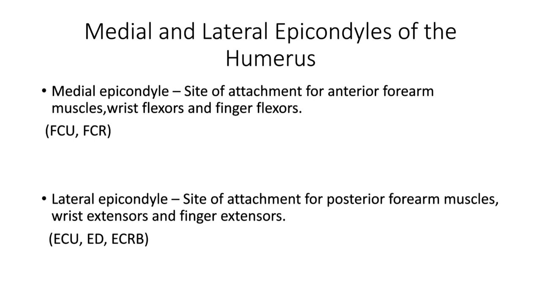The lateral epicondyle is the site of attachment for the posterior forearm muscles, the wrist extensors, and the finger extensors, such as the extensor carpi ulnaris, the extensor digitorum, and the extensor carpi radialis brevis, which is often one of the main damaged muscles in lateral epicondylitis or tennis elbow.